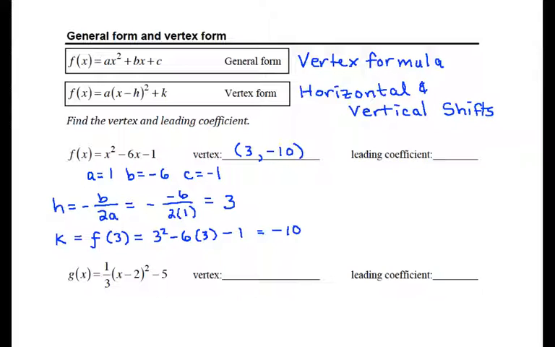And my leading coefficient I find by looking at the leading term. The x squared term has a coefficient of 1 because there's no visible number being multiplied by it and there's no sign. So we would just say the leading coefficient in this case is 1. And by the way, a in both of these formulas is the same. So the leading coefficient in general form is also the number that is at the front of the expression that is multiplied by the squared term in vertex form.